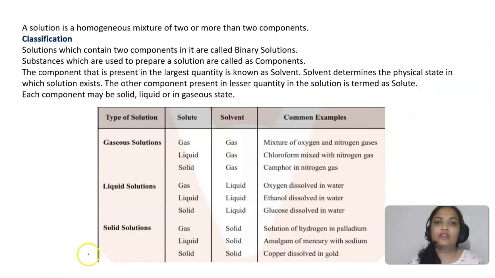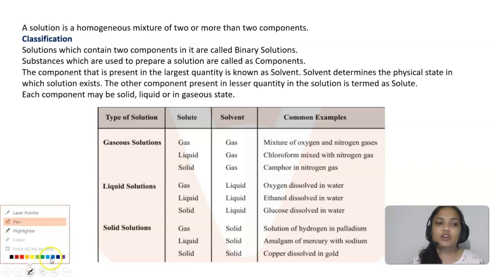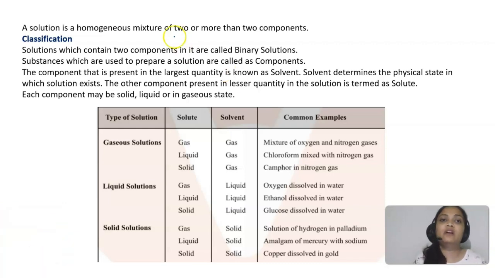If we talk about solution, a solution is actually a homogeneous mixture of two or more components. This we have learned many a time. Okay, these are the homogeneous mixtures. So in this particular chapter, we basically talk about binary solutions. Binary solutions are the ones in which we have two components. Okay, if two components are there, we call it a binary solution.